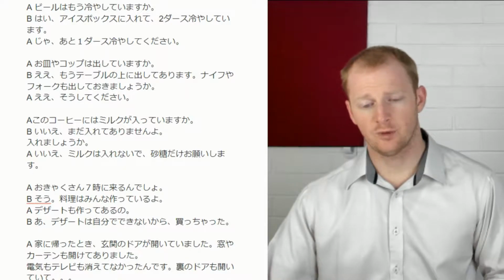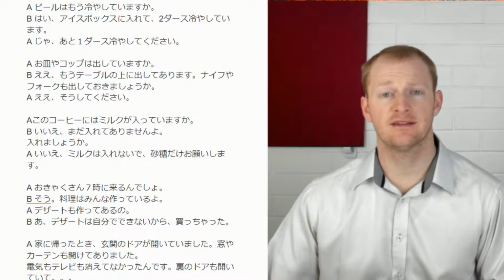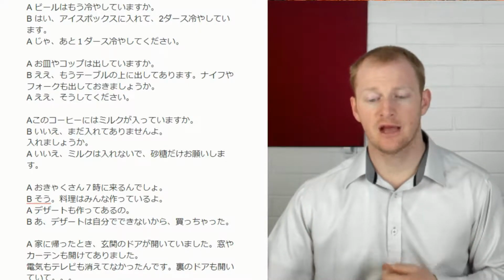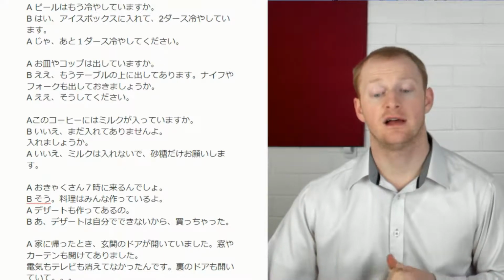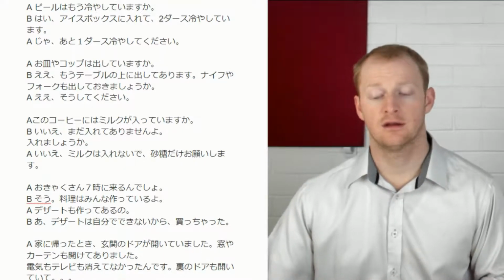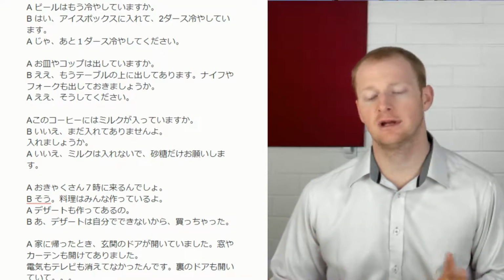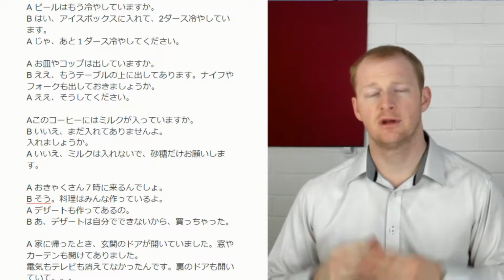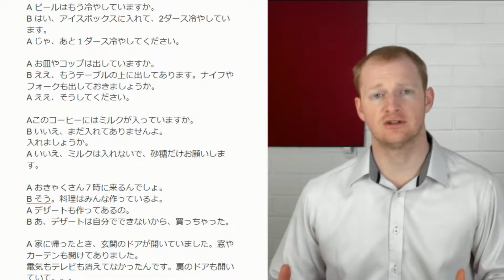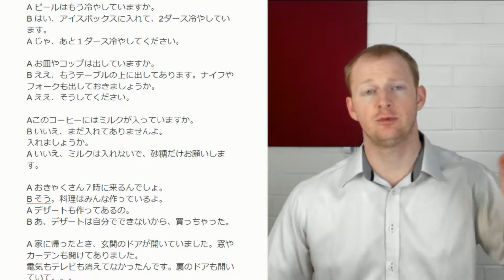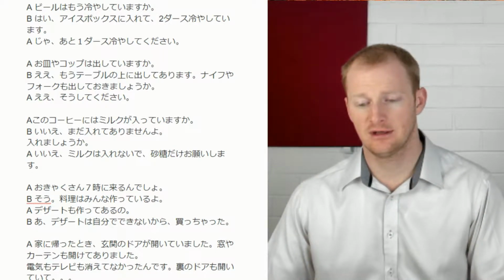Okay, so first one, we've got A-san and B-san. A-san says, ビールはもう冷やしていますか? はい、アイスボックスに入れて2ターズ冷やしています。じゃあ、あと1ターズ冷やしてください。Okay, so we're looking at the difference between this word 冷やす and 冷える. We see 冷やす is being used every time because we're talking about drinks being cooled in an ice box. Humans aren't actually doing this, it's the ice which is doing that. So you put them in the box and then they get cooled by the ice. Each time we see it's 冷やしています.